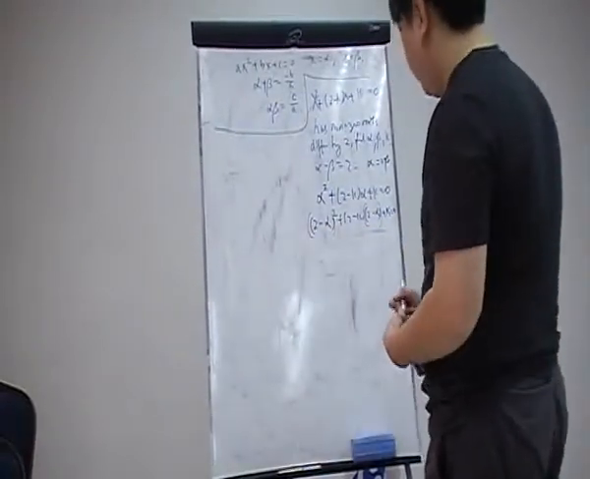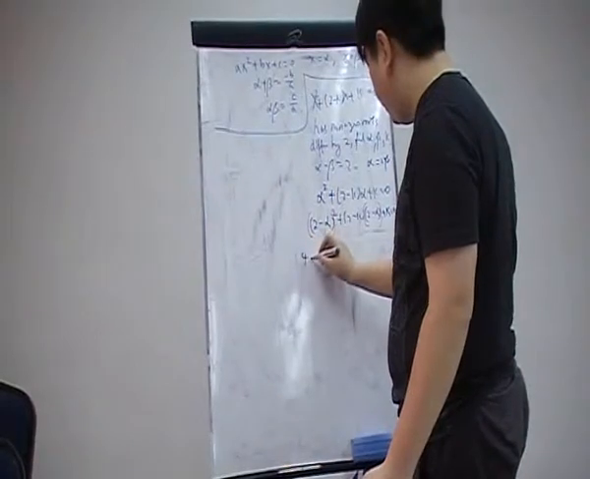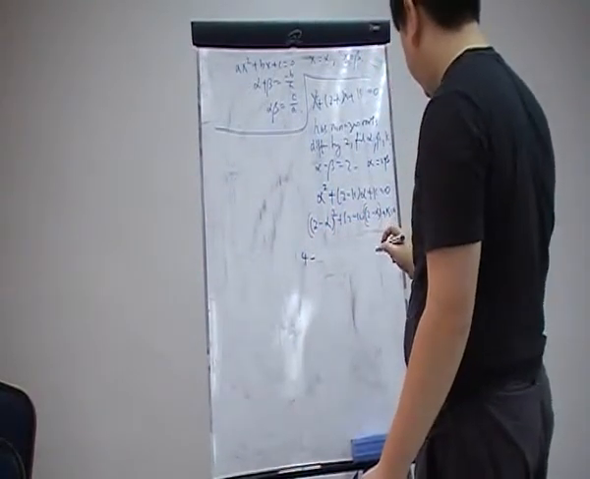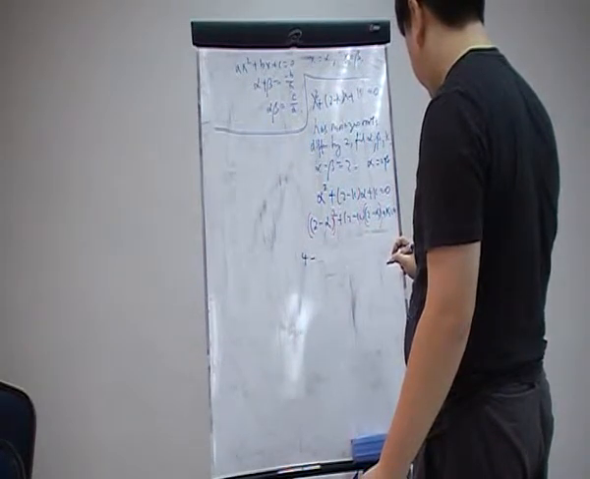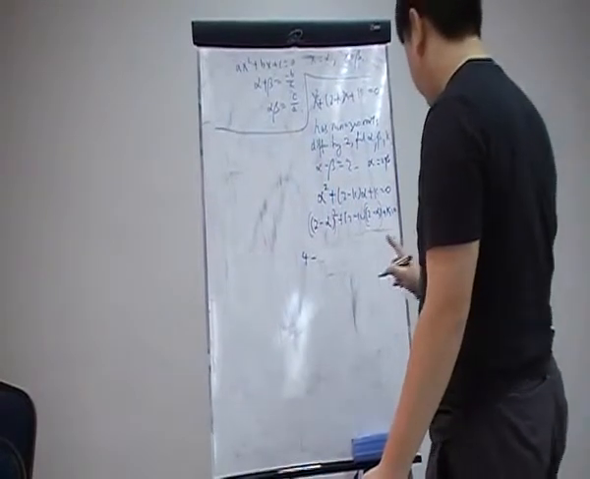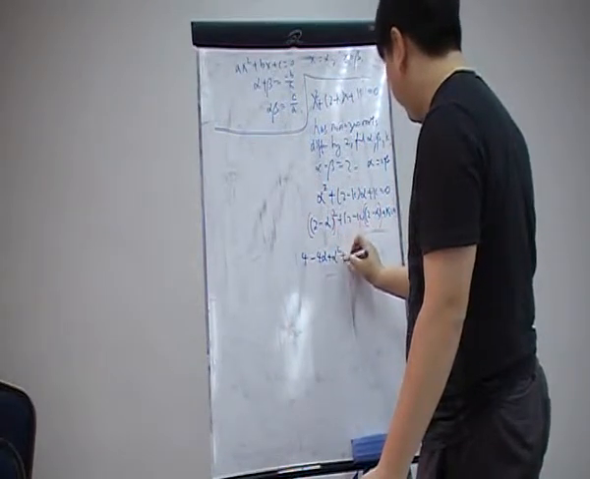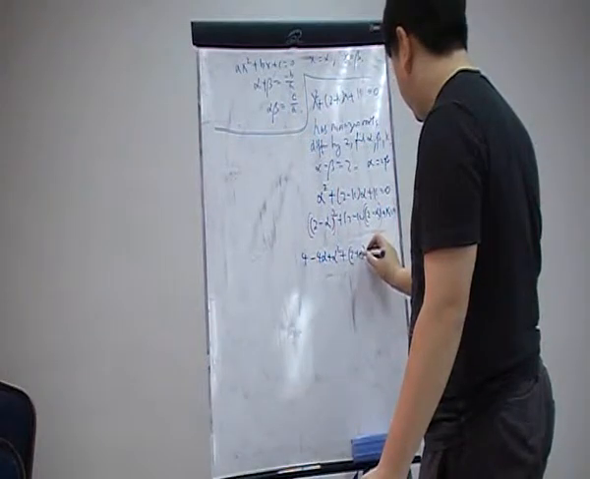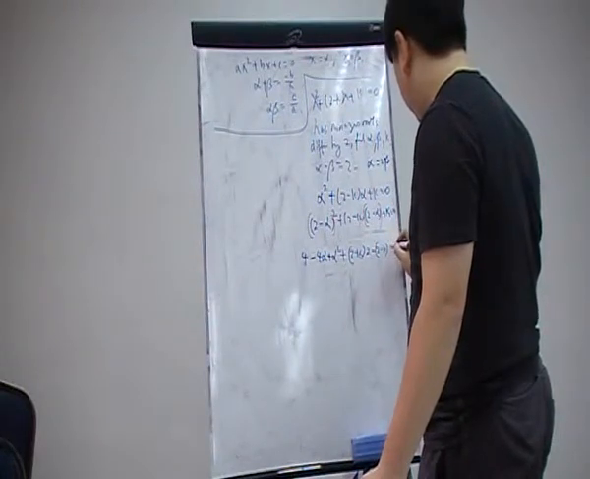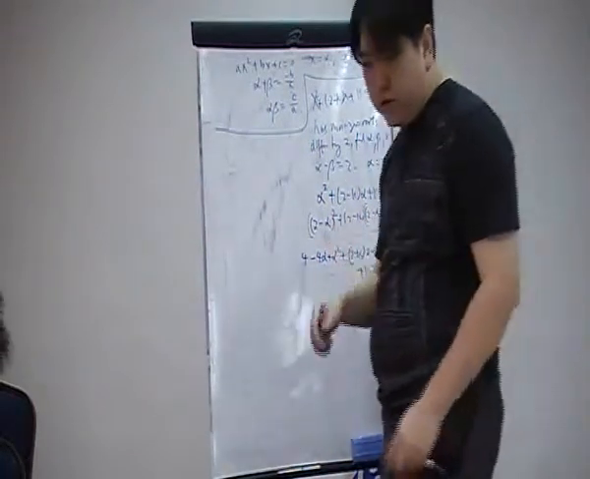So then, if you open it up, 4 minus 4 alpha plus alpha squared plus (2 minus k) times (2 minus alpha) plus k equal to 0. Wow, it's getting very, very complicated.